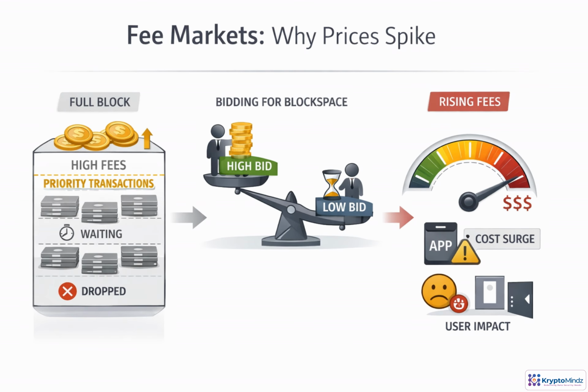This fee pressure has real product consequences. Validators cannot include every transaction immediately, so fees become a priority signal. Higher bids move faster, while lower bids may wait, fail, or get dropped. A normal $3 confirmation can become an $80 surprise. For applications, that unpredictability can break onboarding, reduce retention, and make the product feel unreliable.